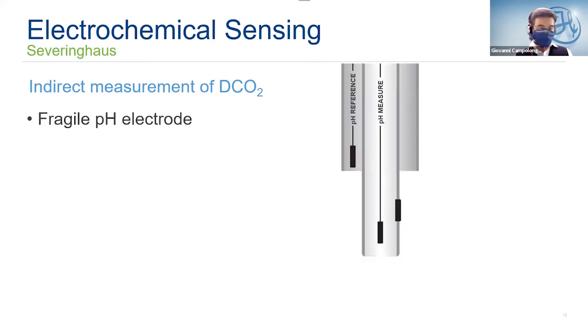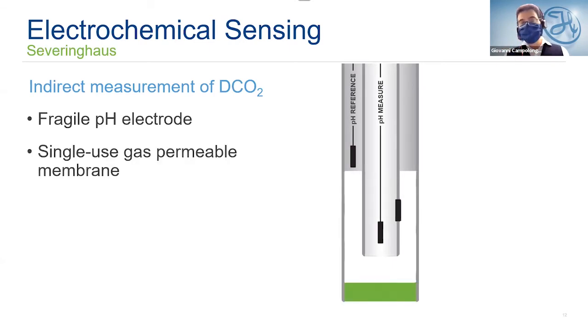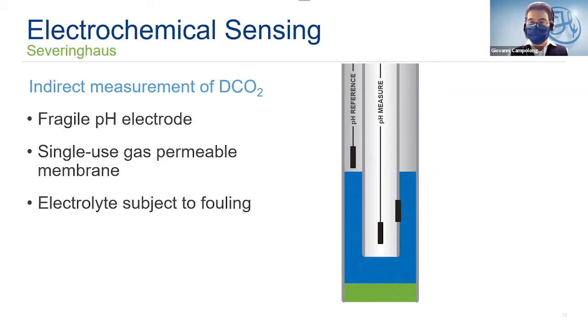It's basically an adapted pH measurement. So what you have is a pH sensor put into a cap with a membrane, a gas permeable membrane, and the membrane is filled with an electrolyte, which of course is subject to fouling. So what happens with this electrochemical technology for measuring dissolved CO2 is that the CO2 permeates through the membrane, enters into the electrolyte, titrates it, changes the pH of the electrolyte, and that's exactly what you are going to measure with this assembly.